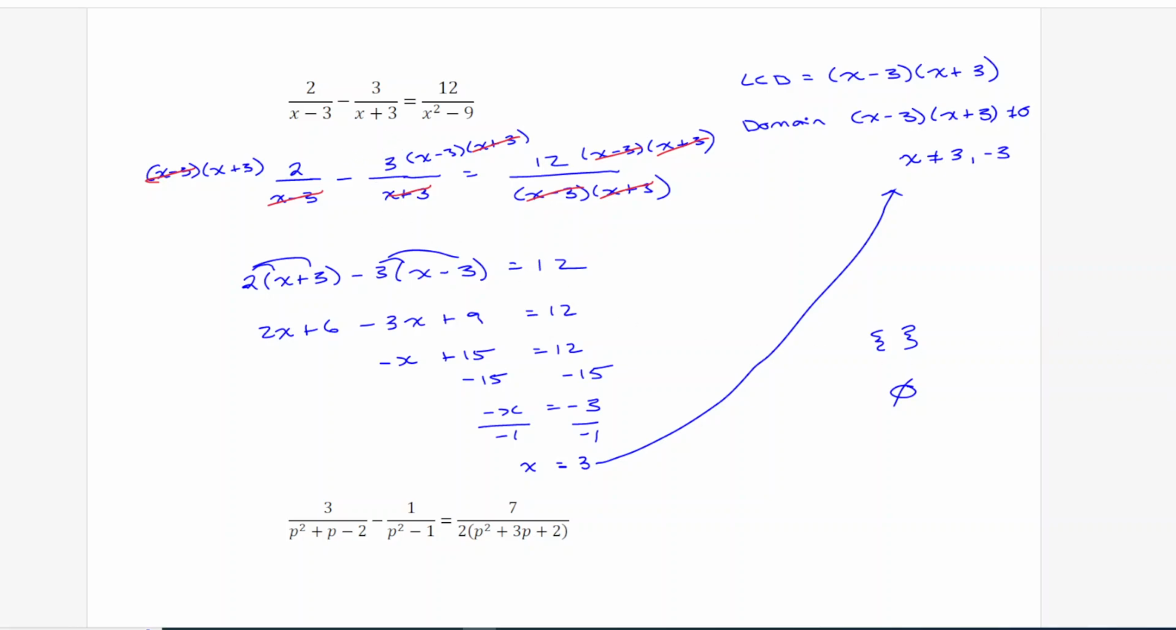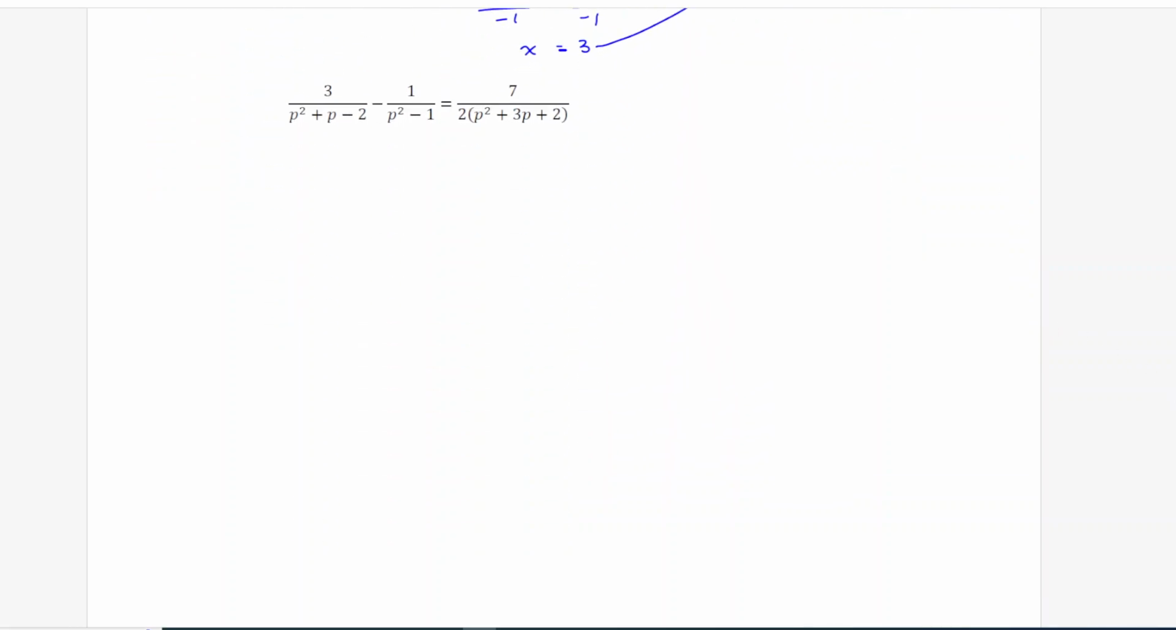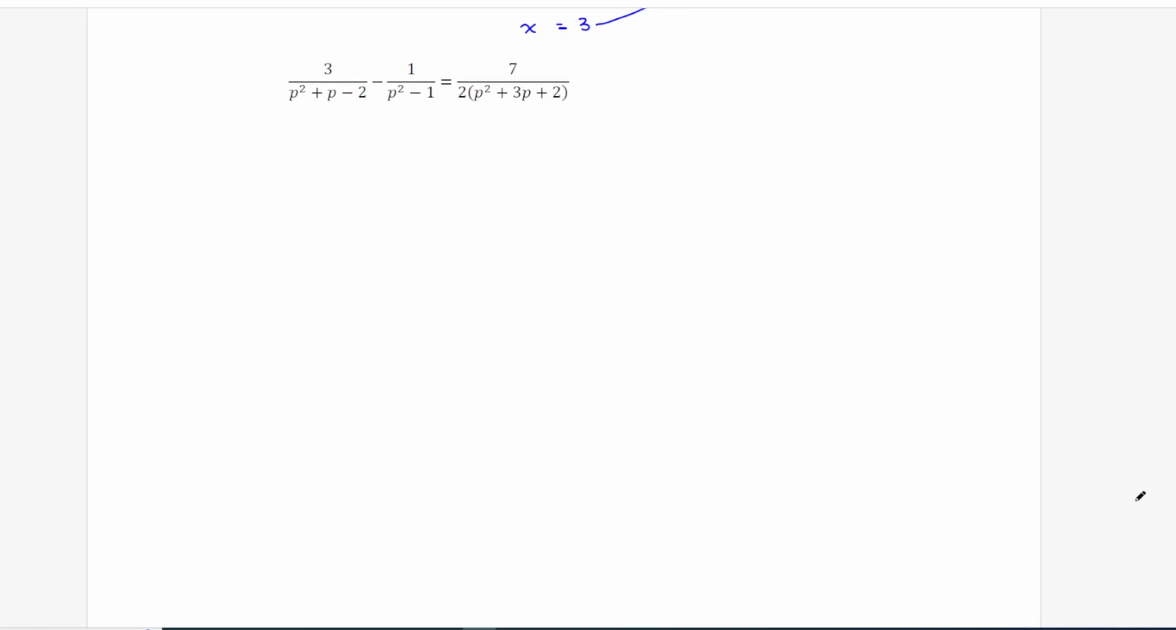All right, next one. Next one looks a little bit more complicated. It's just a whole lot of factoring. So step number 1, let's factor all of these denominators. I have a 3 over, I'm looking for two numbers that multiply to give me negative 2 and add to give me positive 1. So that'll be 2 and negative 1.